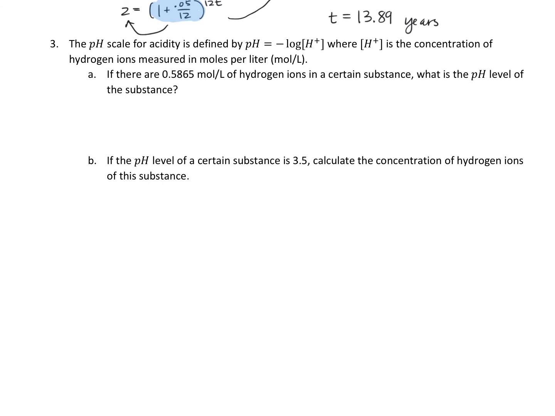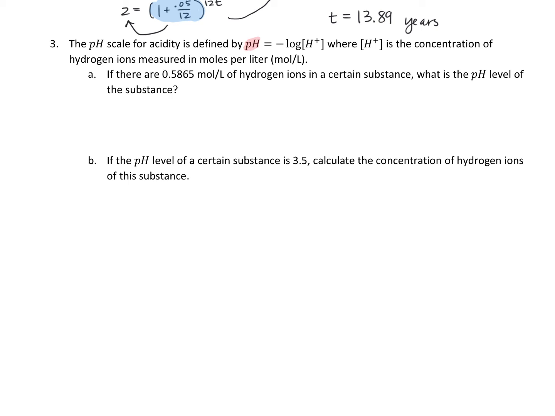All right, in your homework you have a couple like this. It looks very overwhelming, but it's not as bad once you see how to do it. So I wanted to make sure I showed you an example like this. So the pH scale for acidity is defined by this equation. So pH equals negative log of H plus.